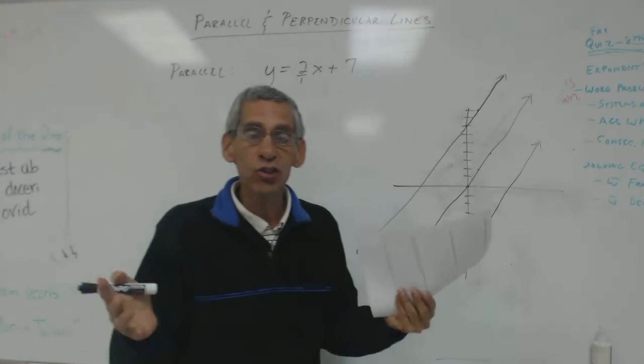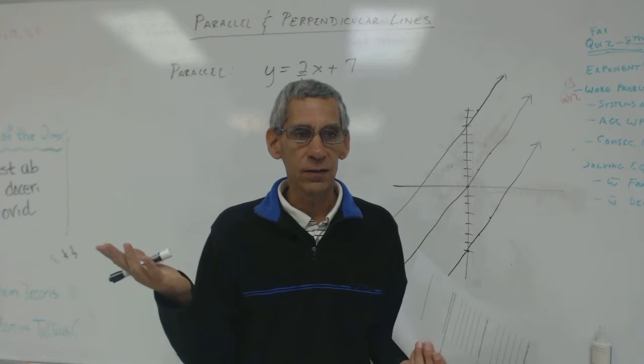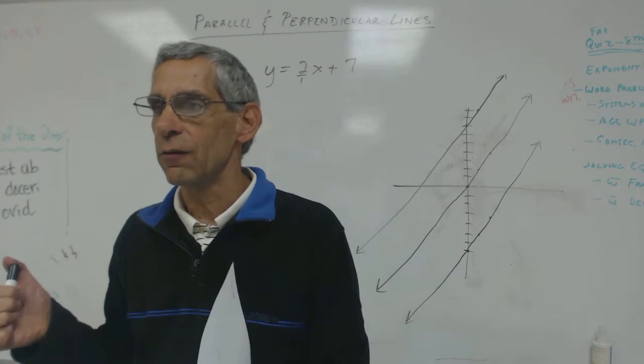So parallel lines are so easy, because you just keep the slope, you just change the B's. Make sense? It's pretty clear, right? Straight, first to five, everybody gets it.